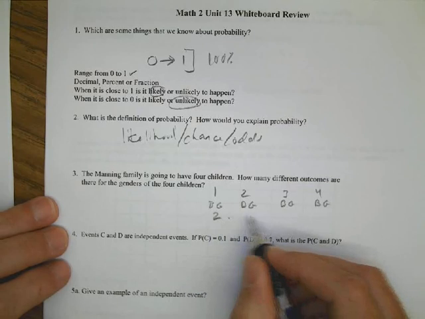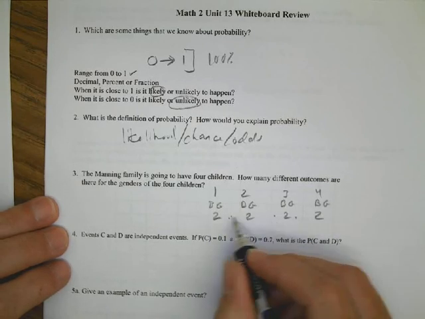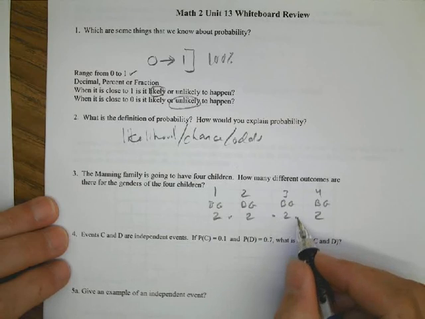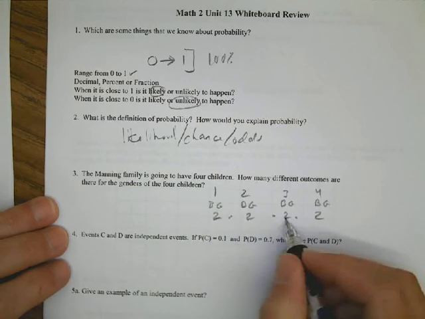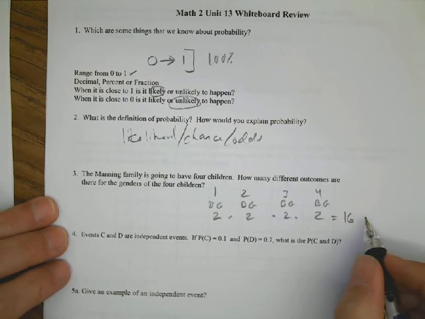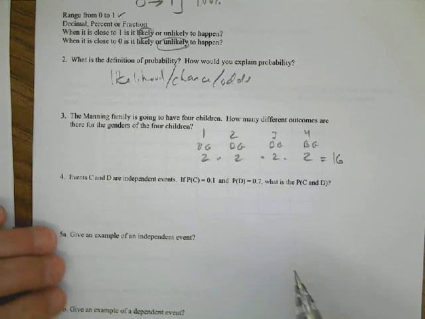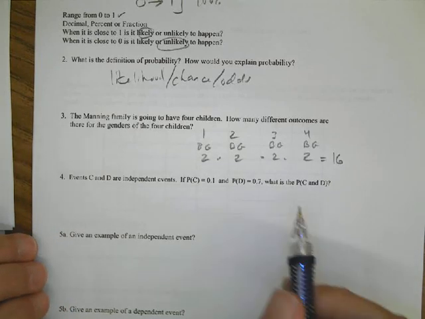So 2 choices each time, and so using the fundamental counting principle, the number of different outcomes you could end up with would be 2 times 2 times 2 times 2 for a total of 16 different outcomes possible for how their kids could come out. Okay? If you want to know more about that, maybe look at some genetics.